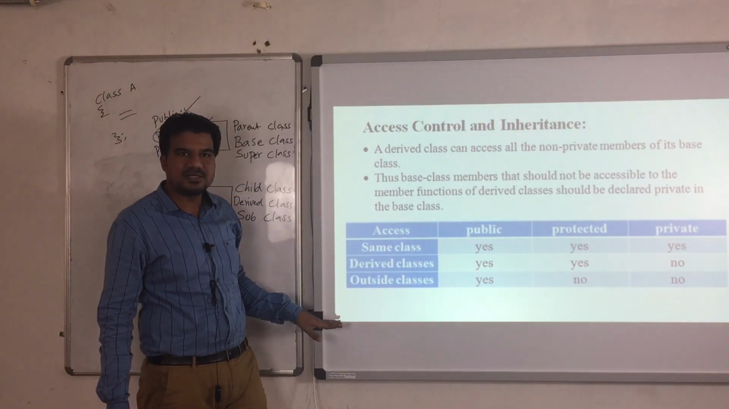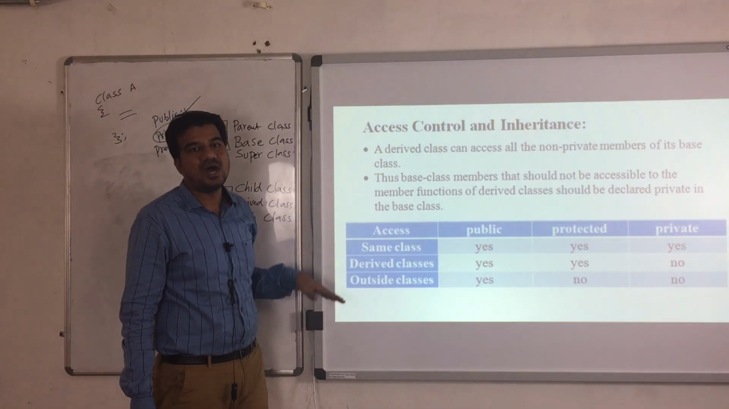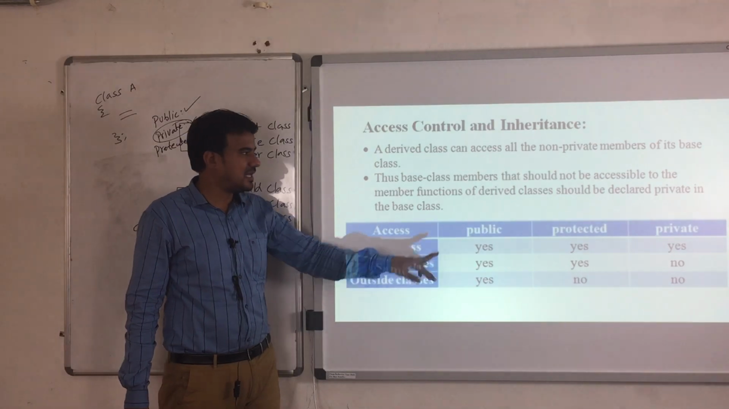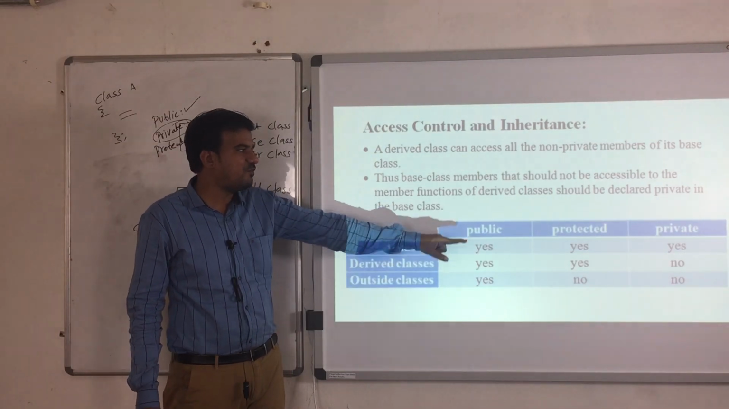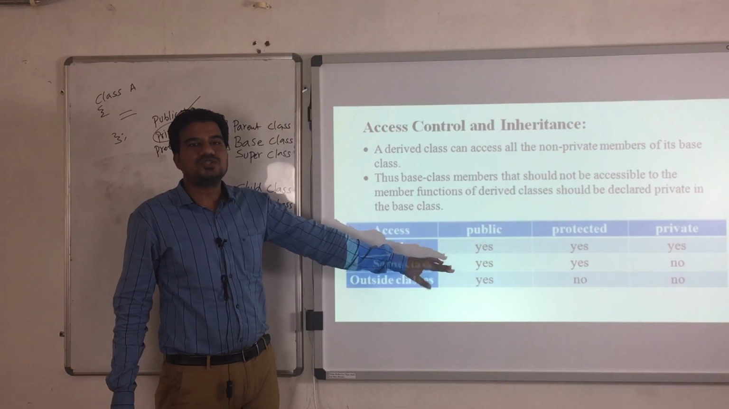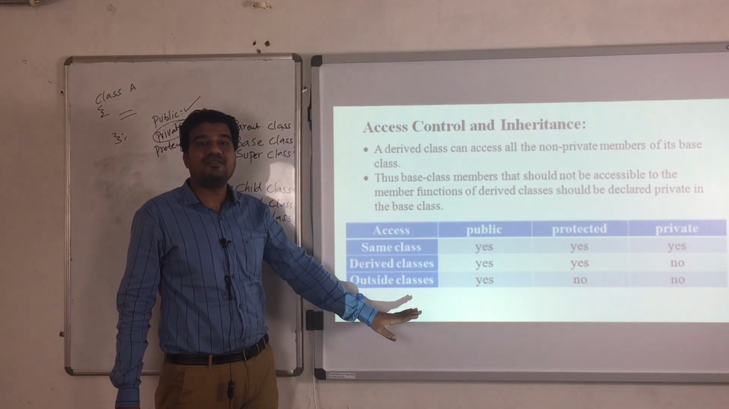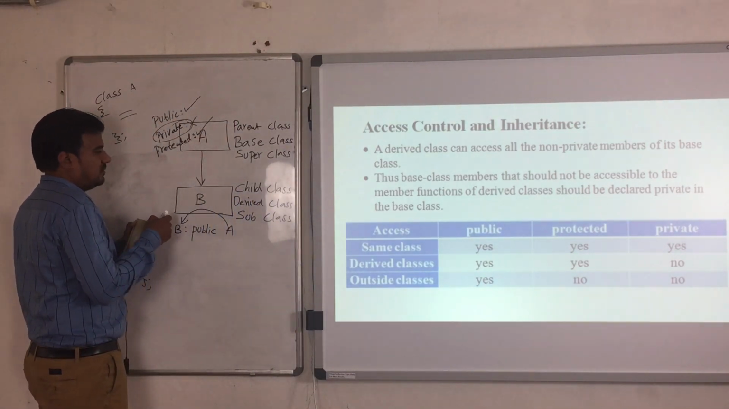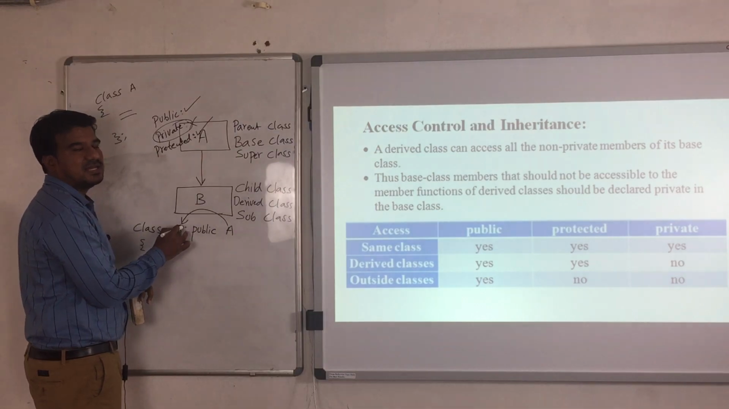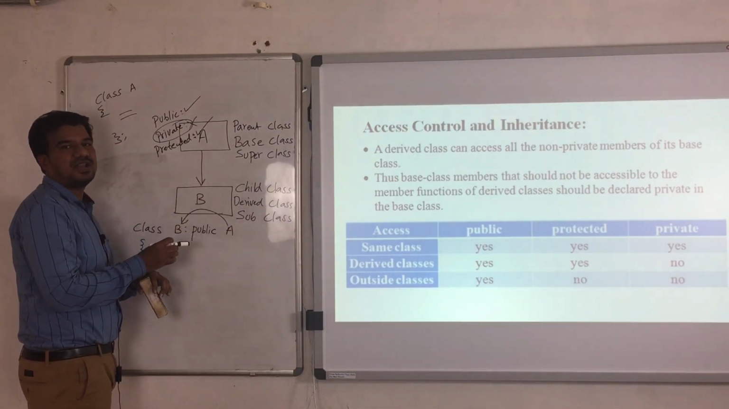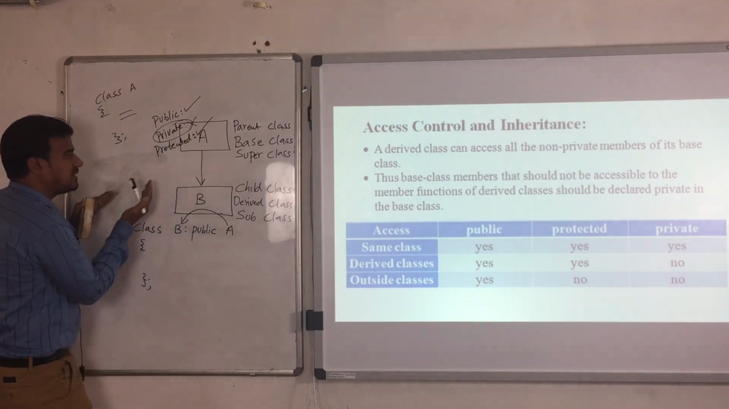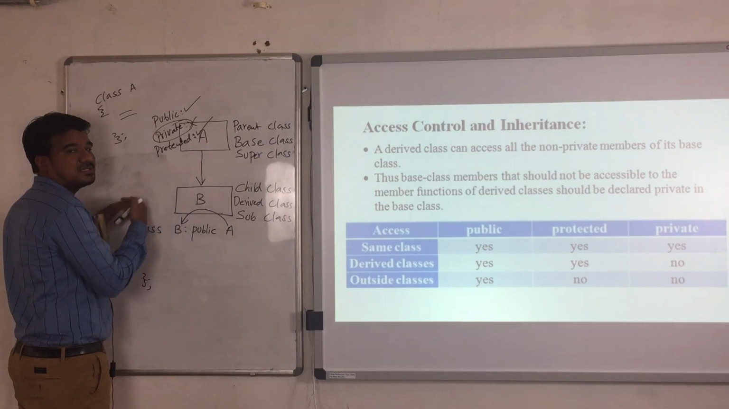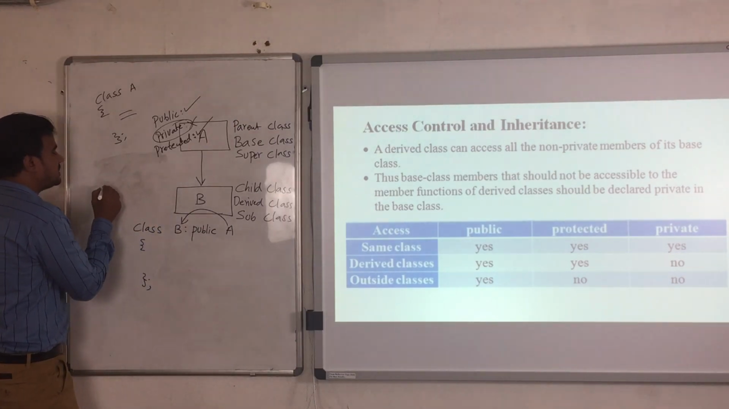Next, the third thing, outside of the class. So can we have public member access? Yes. Can we have protected member access? No. Can we have private member access? No. So outside of the class means not in the derived class but outside of the class. This we call as inside derived class. Outside of the class in the sense some other class you are declaring that is not related to this base class in any manner. So we are talking about that C class.